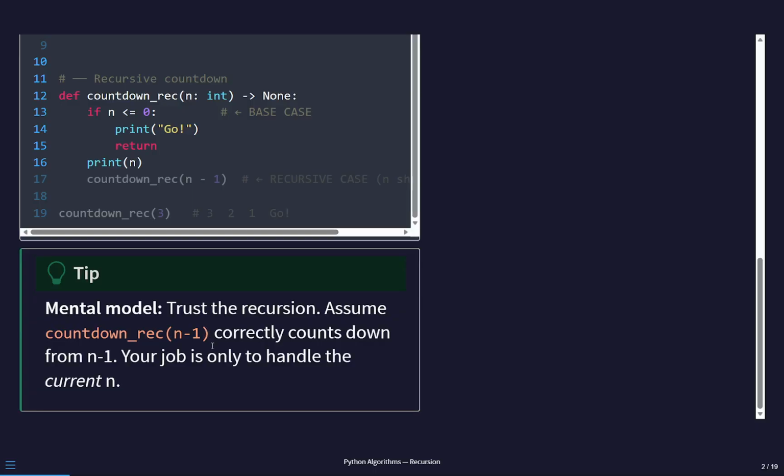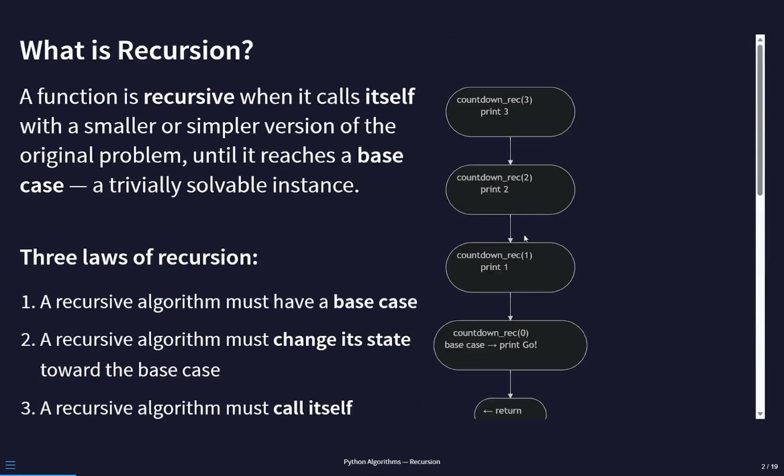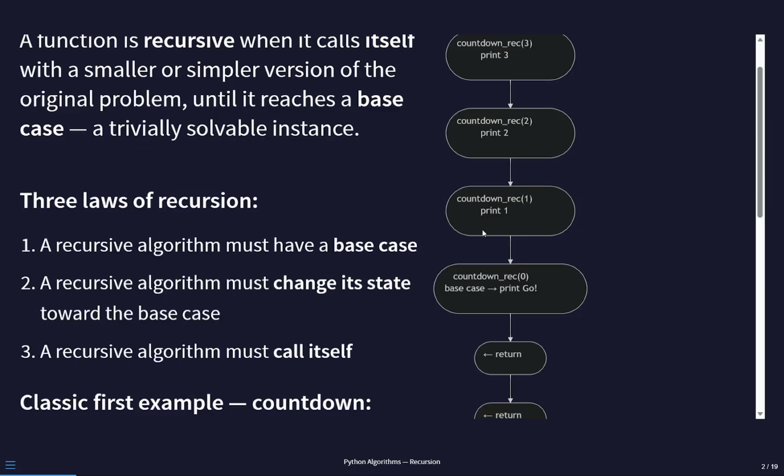The most important mental model for working with recursion is this: trust the recursion. When you're writing countdown_rec n, assume that countdown_rec n-1 already works correctly. Your only responsibility is handling the current value of n. This leap of faith is what separates programmers who struggle with recursion from those who find it natural.